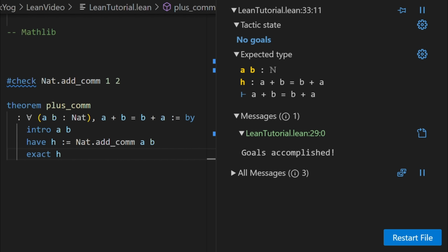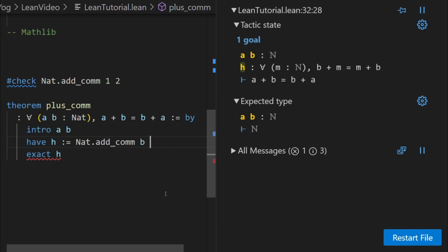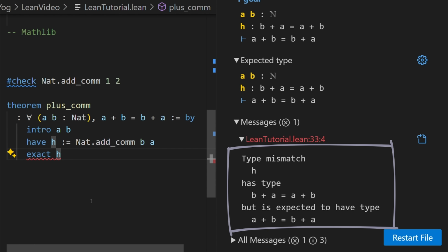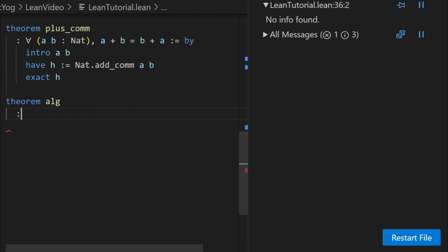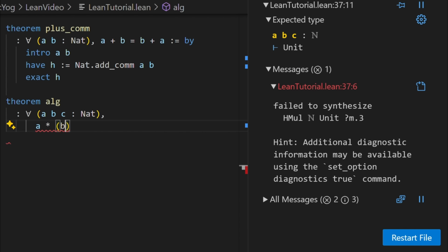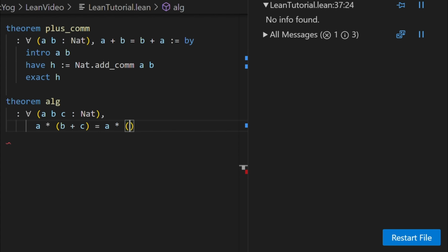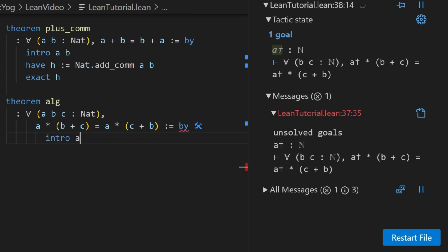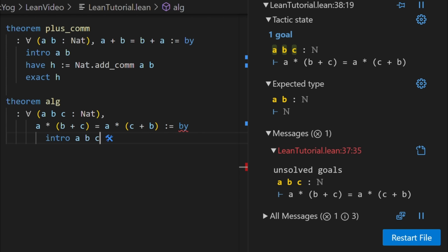Notice that if I change the order of A and B, H is no longer exactly the goal, as the equality is flipped. Moving on, what if we wanted to prove that for all A, B, C, A times (B plus C) equals A times (C plus B)? We can start off similarly with intro A, B, C to assume arbitrary A, B, and C.